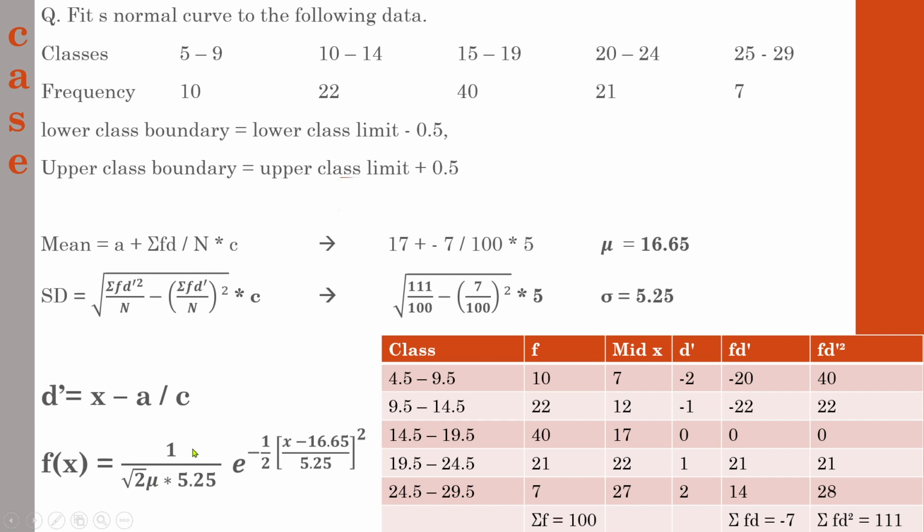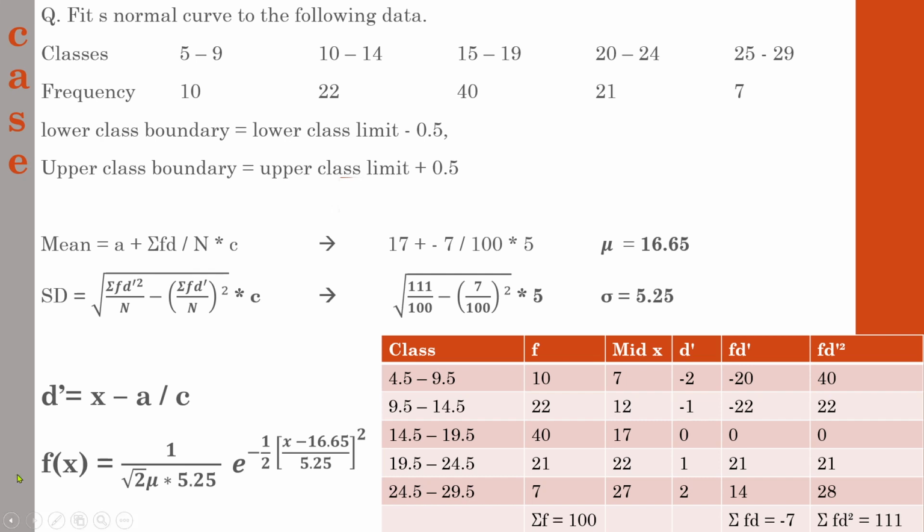Instead of mu, you can write 2 into 16.65 and into the standard deviation 5.25. e raised to minus 1 by 2 into x. We don't know that. We are going to find that part. Minus 16.65. That is x minus mu divided by standard deviation, the whole square. That is the equation part. It's better to write down this normal distribution function, but remember, it doesn't have an effect on your computation. But it's better to write down this step.